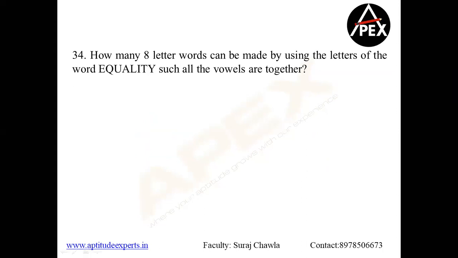If all the vowels are together, remember we had seen the shortcut for this yesterday. 2 and 8 should come together. Right? So if all the vowels are together, let's say E, U, A, I will be considered as one unit, okay? And I write Q, L, T, Y, the shortcut we discussed yesterday. So this is one unit, two, three, four, and five.